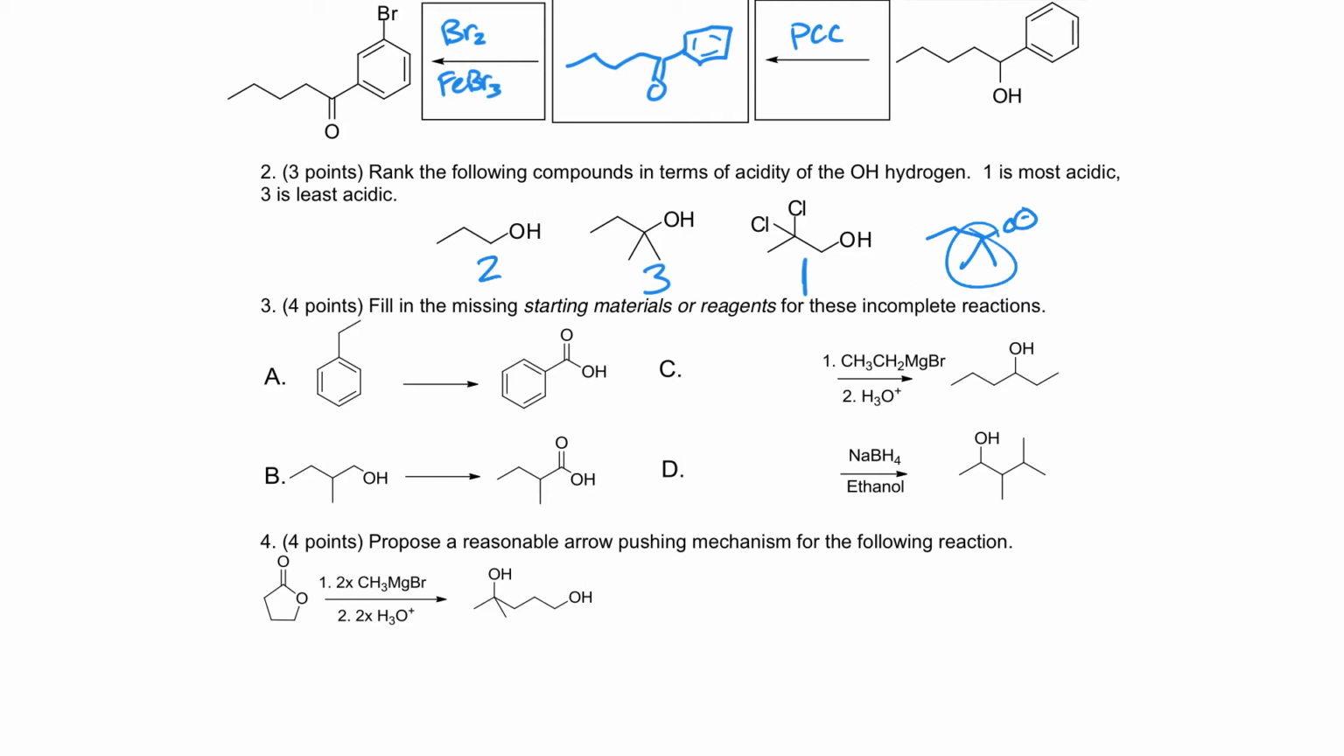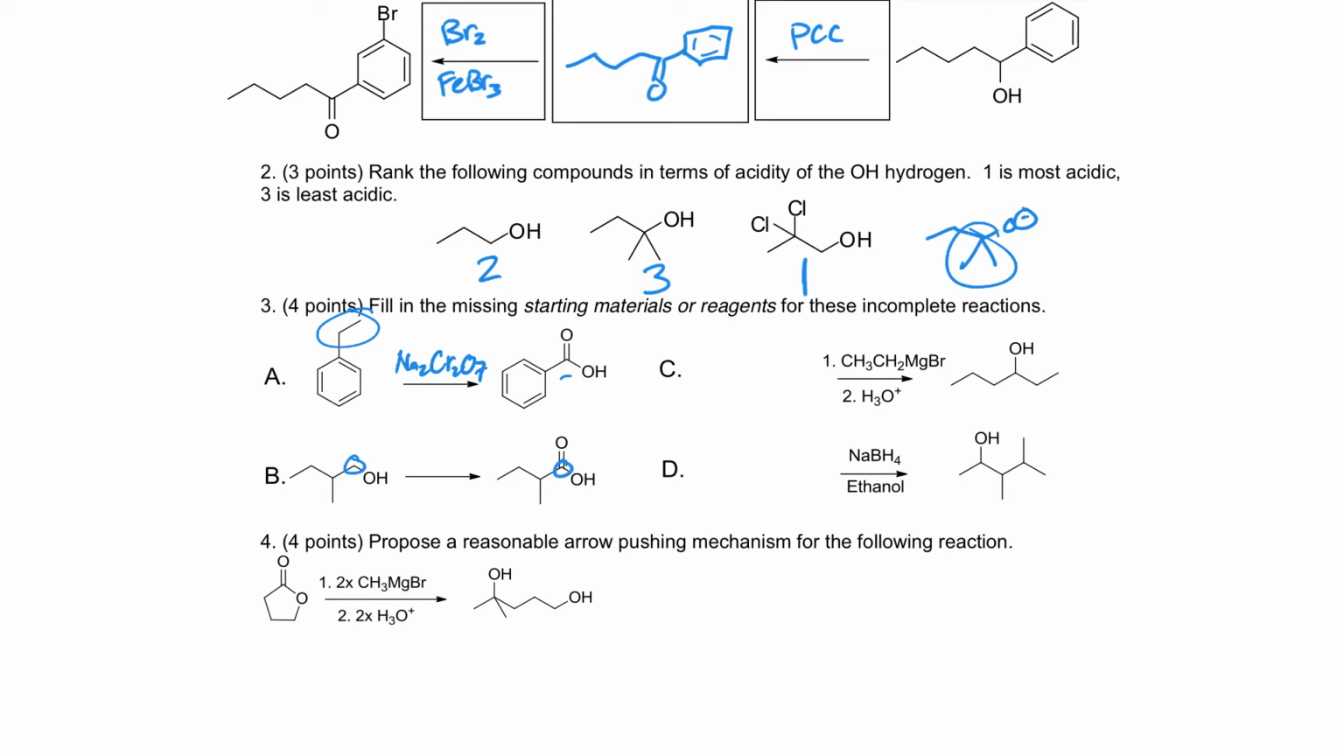All right, for 3, we're asked to fill in reagents or starting materials for these incomplete reactions. Here we're taking an alkyl group, turning it into a carboxylic acid, and we can do that with the sodium dichromate oxidizing reagent, Na2Cr2O7. For B, we're asked to take this primary alcohol and turn it into a carboxylic acid.